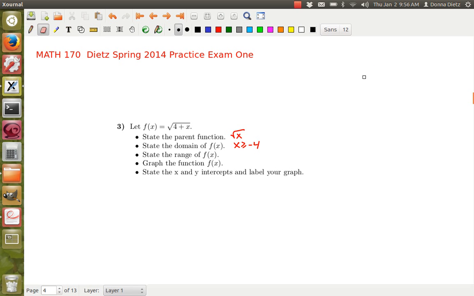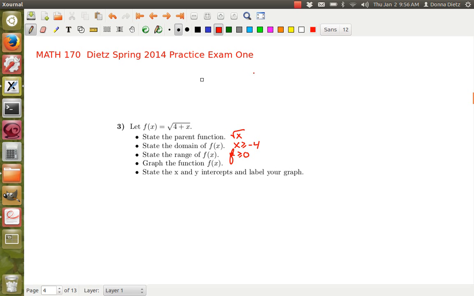You can leave your work on the page. I'm just trying to make space because I only have half a page to write on. What is the range? Okay, for all square root functions, we haven't added anything to the outside here, so we don't have to worry about shifting our range. The only change happened to the input. So the range is the y, or the f, has to be greater than or equal to 0. So that's the same as the parent function.